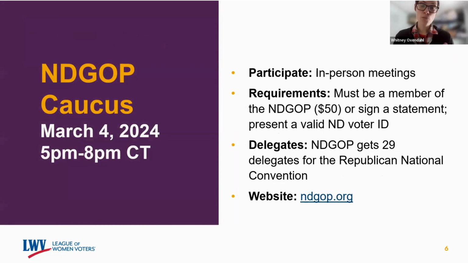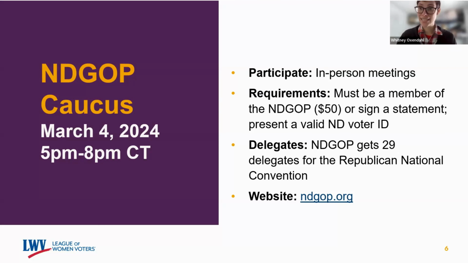Now we have the NDGOP's caucus process. So their in-person meeting date, March 4th, 2024, 5 to 8 p.m. Central Time, 4 to 7 p.m. Mountain Time. The next slide will have those locations. But first, the requirements. You must be a member of the NDGOP to participate. Membership is $50, or you can sign a statement when you go that says you intend to affiliate with the NDGOP. So you can sign that there. You also must present a valid North Dakota voter ID. And if you don't know what that is, please head to the Secretary of State's website to find out more.